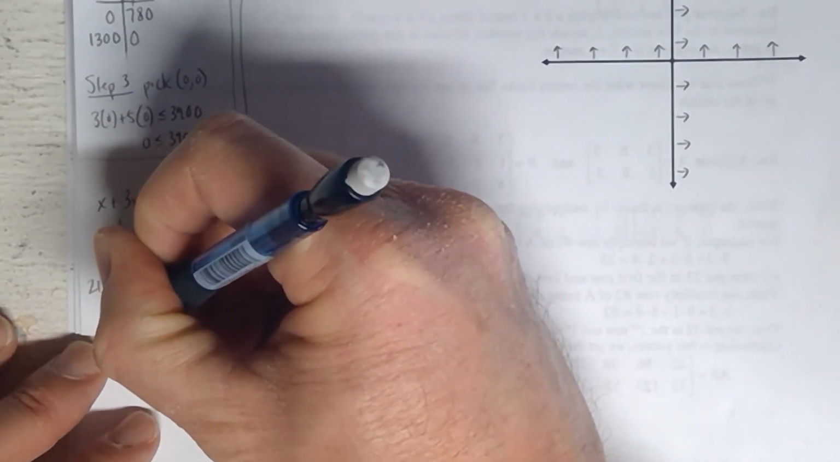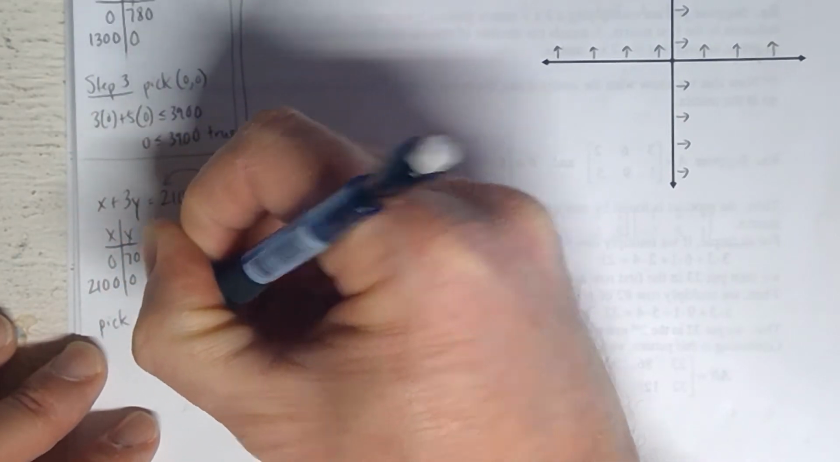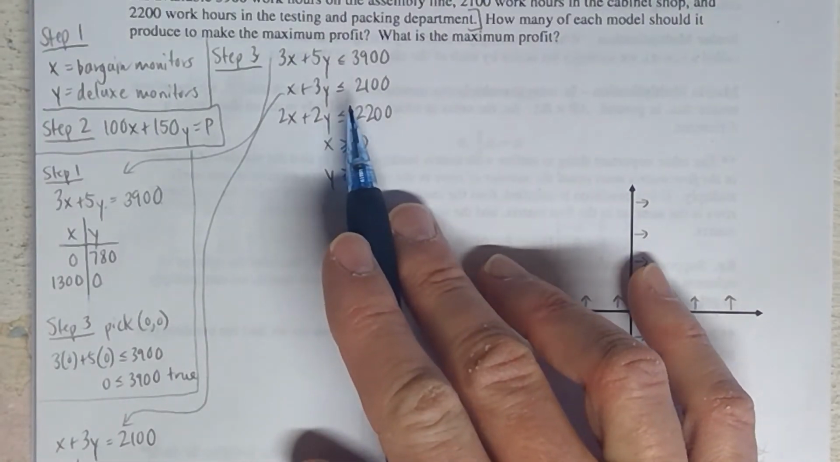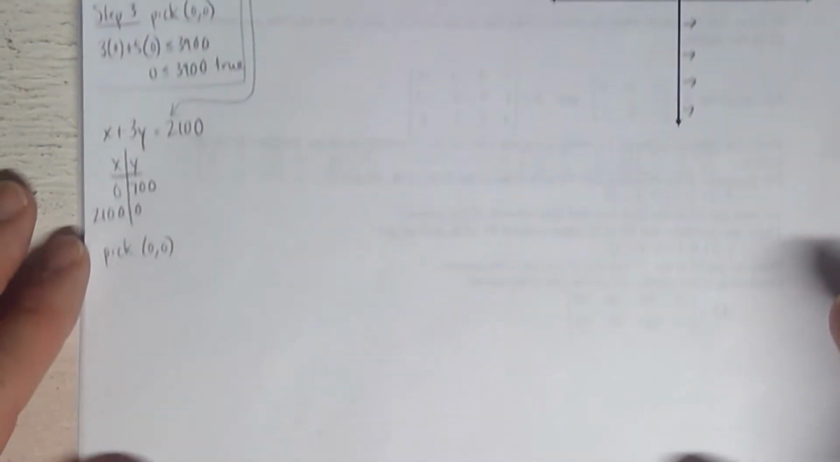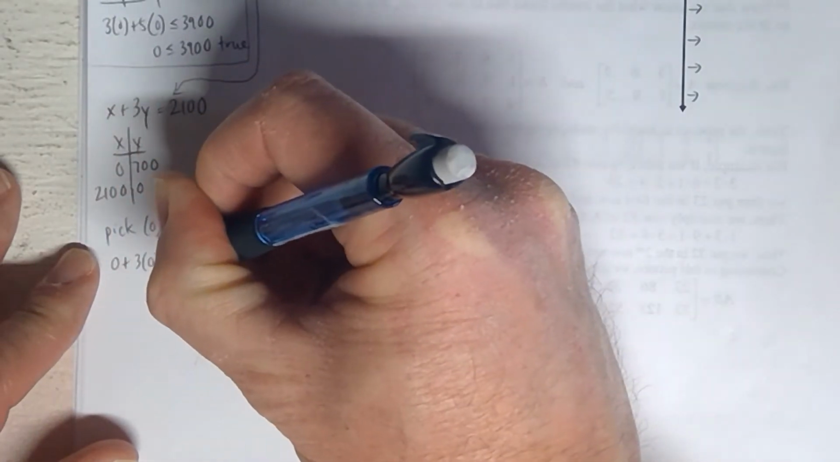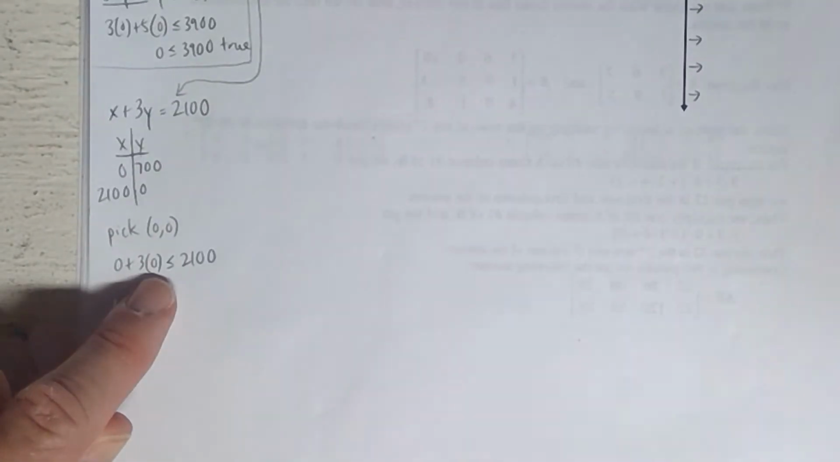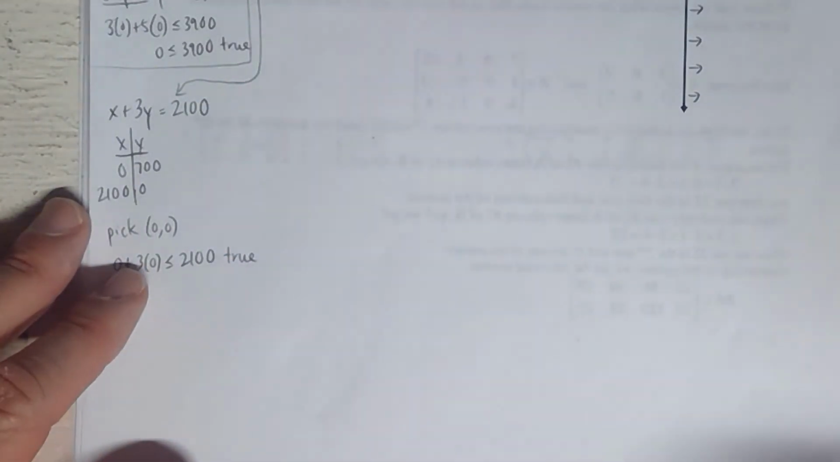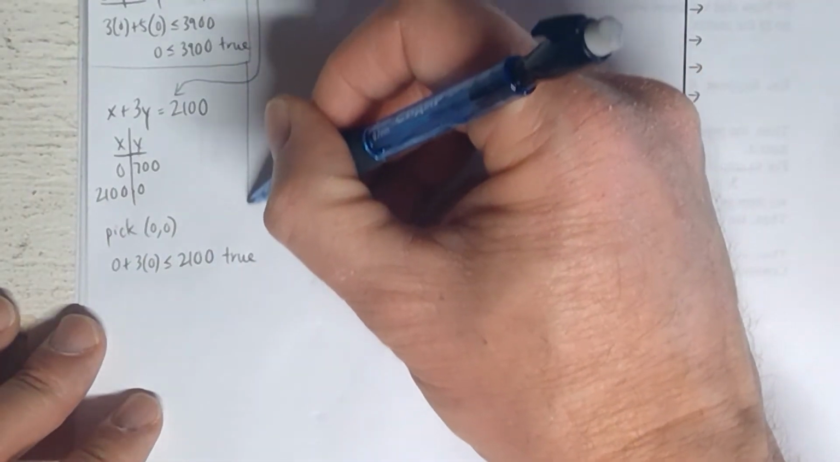And so I pick 0, 0 again. I plug that back into the original inequality, and I get 0 plus 3 times 0 less than or equal to 2100. I think you can see now that we got 0 plus 0, which is equal to 0, and 0 is definitely less than 2100. Okay. And so we'll graph that in just a moment. Let's do the last one here.